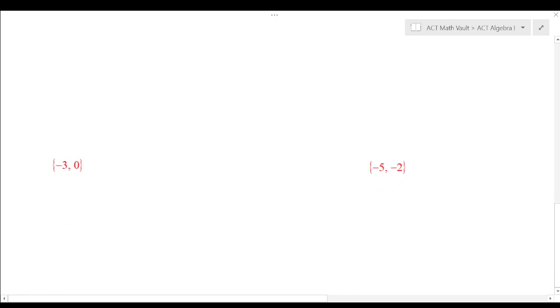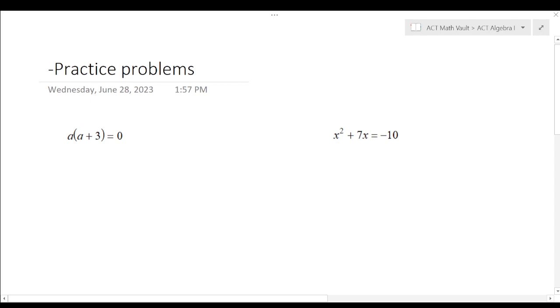Okay. For the first one, 0 is an answer. Also negative 3 is. And negative 5 and negative 2 you would get for the second one.